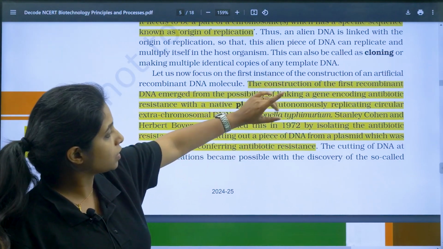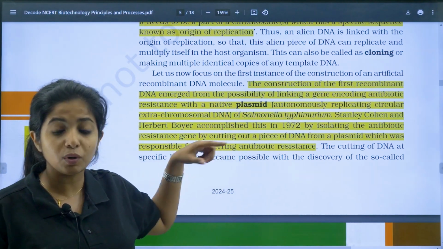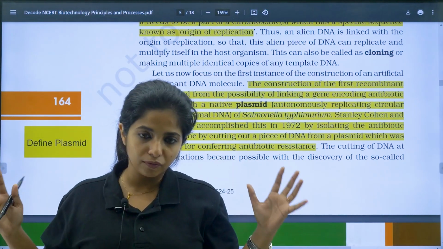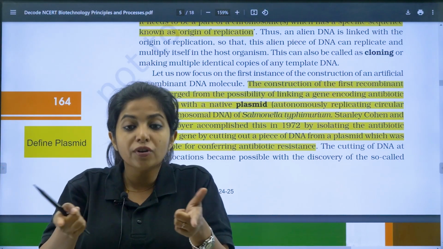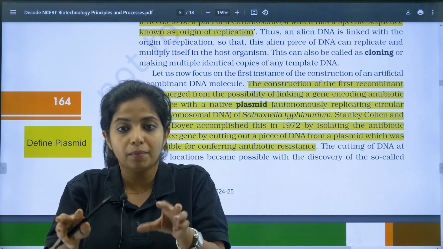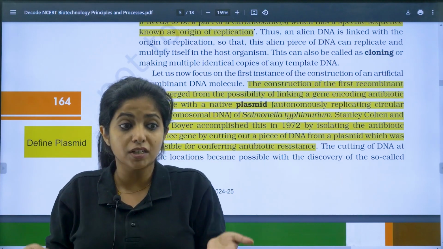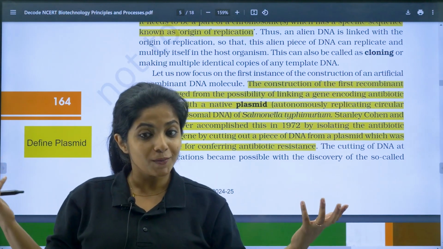Now over here there is one more thing that they have given, the construction of the first recombinant DNA. What do you mean by recombinant? For example, there is already some pre-existing thing, and now you are putting your thing over there. Don't you think you are recombining something which was already combined? You are making a new combination over there. This is known as recombinant, and when it's talking about DNA, you call it recombinant DNA, a new combination of what? DNA.